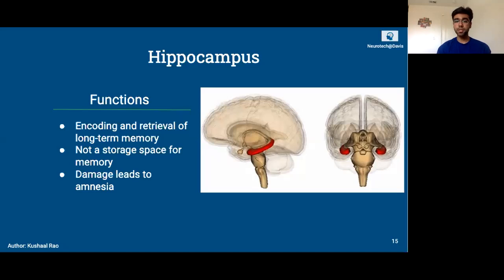And naturally, damage to this part of the region leads to problems with memory, more specifically amnesia. There are two kinds of amnesia. One is retrograde amnesia. Retrograde amnesia is the inability to recall the past. So let's say you're living your life normally, and then up until the day that you have an accident or this traumatic brain injury occurs, from that moment on, you basically don't remember anything up until that point.